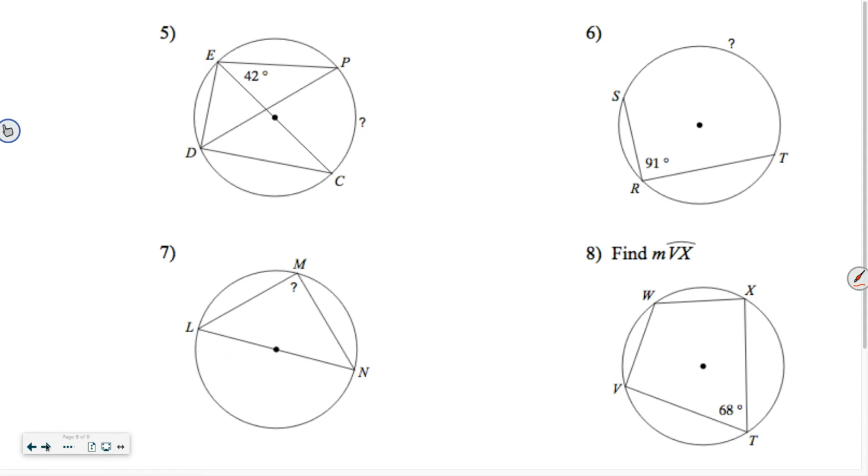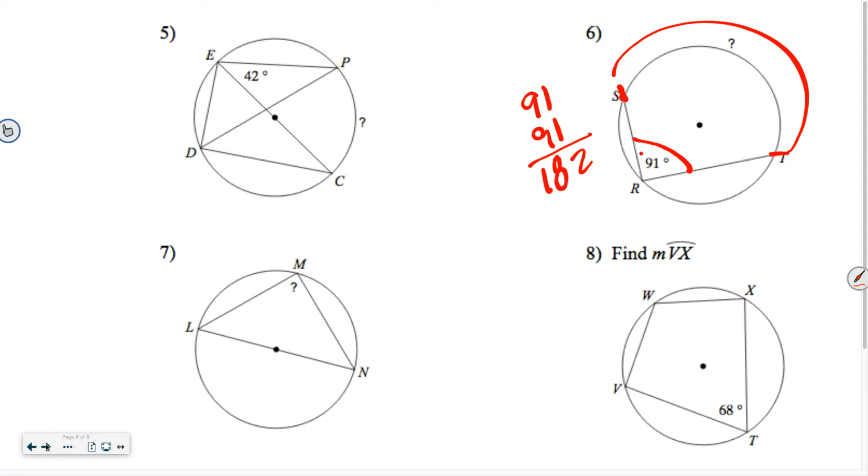Okay. Then the next four are a little bit different. So here, I see the angle is 91 degrees. Okay, so remember the angle was half of this. So what would this have to be for 91 to be half? So it'd have to be two of those. So 91 and 91. So can you see how we get 182 degrees?